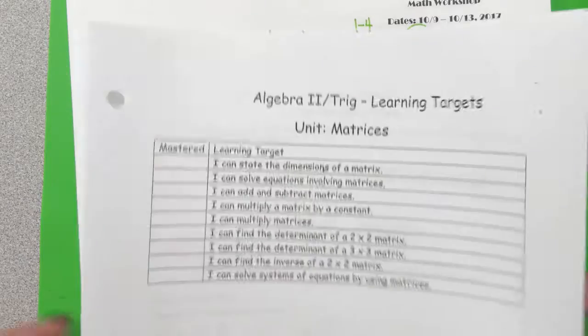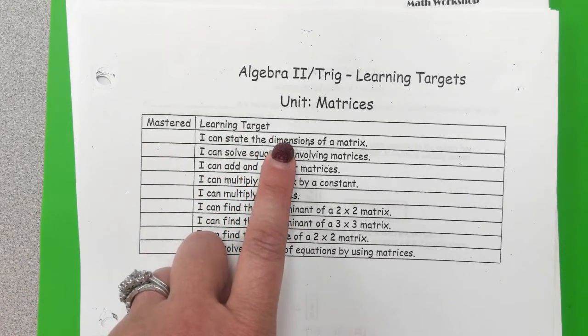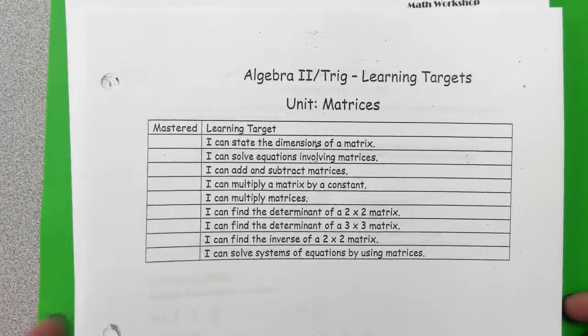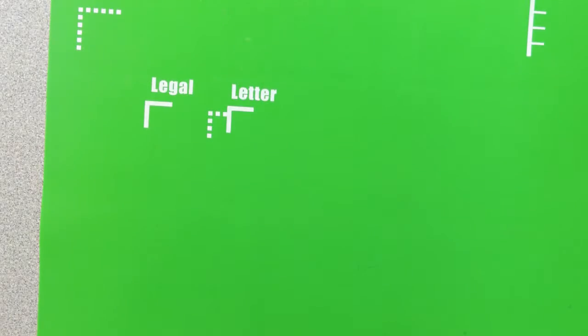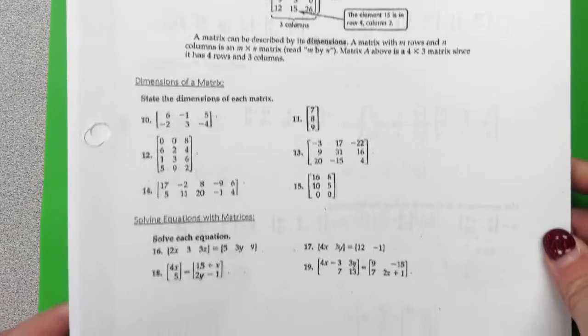Very first learning target. What's our very first learning target? I can state the dimensions. You ever been to a concert or to some kind of play and you get on your ticket and it says section G, row 5, or whatever? Okay, so it's the same thing when we do matrices. Matrices are just the beginnings. It is the beginning of computer programming, okay? That's all that a matrix is. So if any of you like computers, then this is what that is, okay?